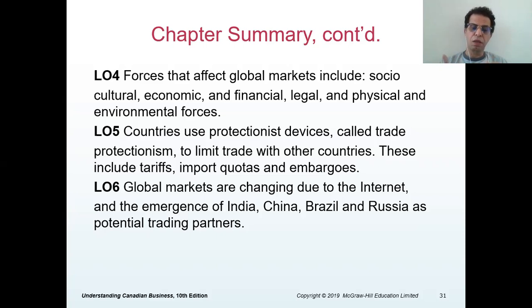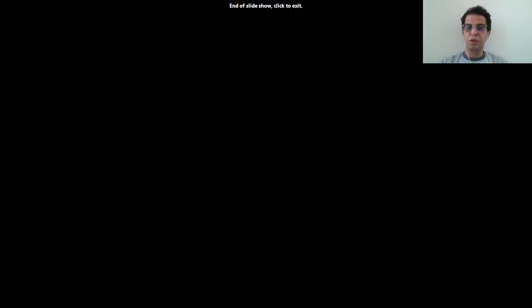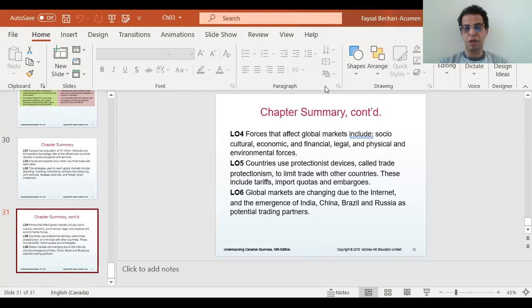All these things. The global market is changing due to the internet and the emergence of countries like India, China, Brazil, and Russia as potential trade partners, and this is why Canada is keen to have trade partners such as China and India. So this is the end of the chapter.